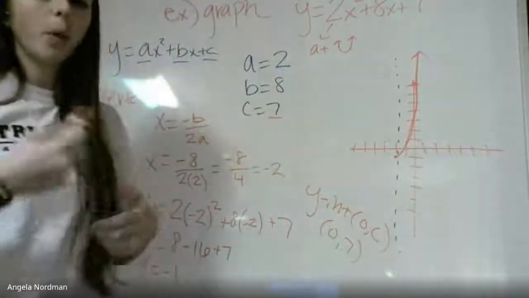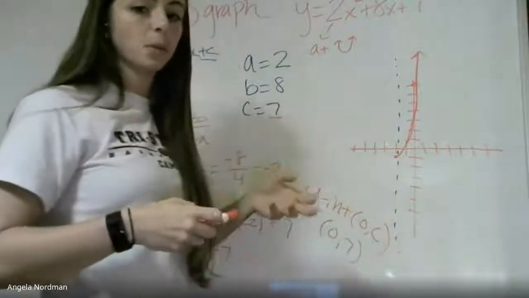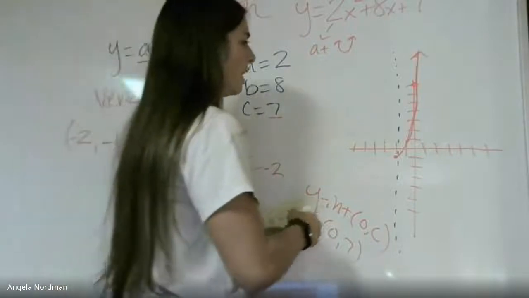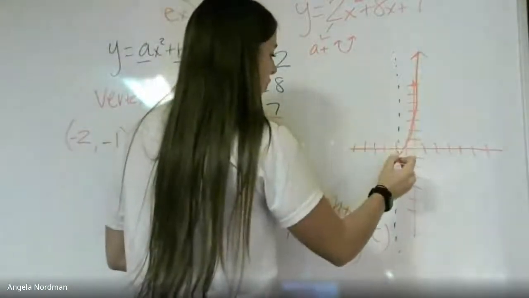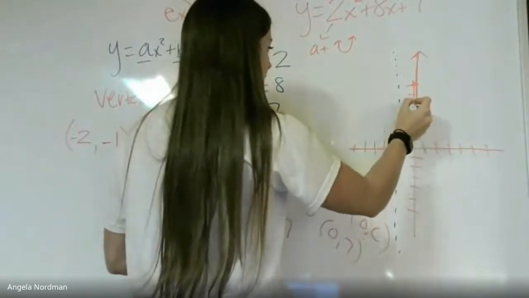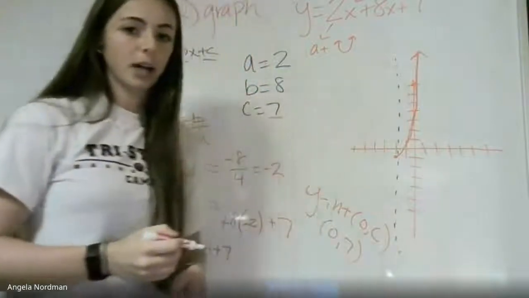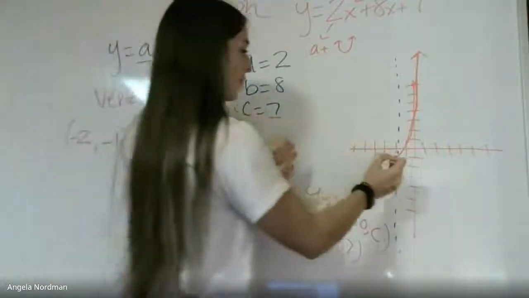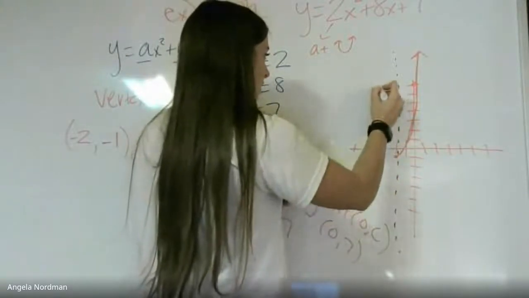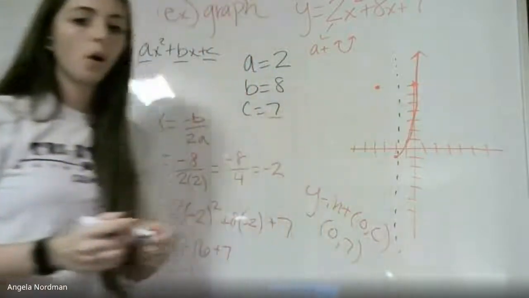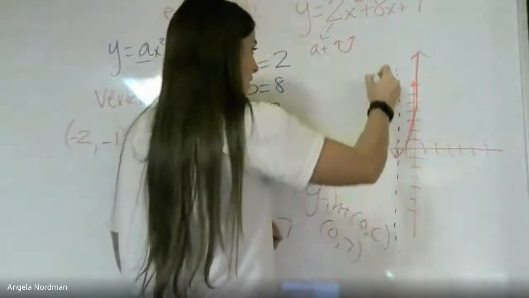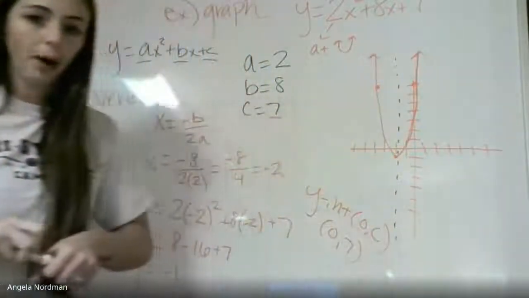So I like to mirror points. Instead of finding more points in this parabola, I like to just mirror the ones I have. That means less work for me. This y-intercept was over 2 and up 8 from my vertex. So if I go the opposite way, left 2 and up 8, I've now mirrored that point over my vertex. I can only do this with my vertex. Now I can connect those points and I have my full parabola.